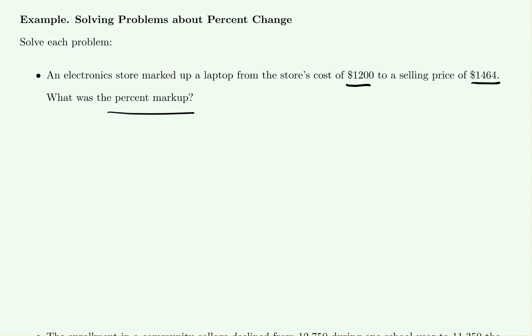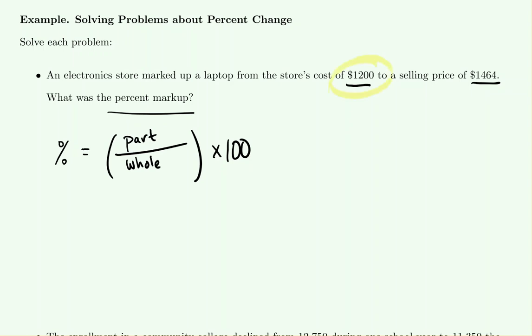We could remember the formula that the percentage is always the part divided by the whole times 100. But in this problem, we don't yet have the part and the whole perfectly. But we've got enough information to find it. We know the original whole amount that we were marking up was $1,200. So we could replace that there.